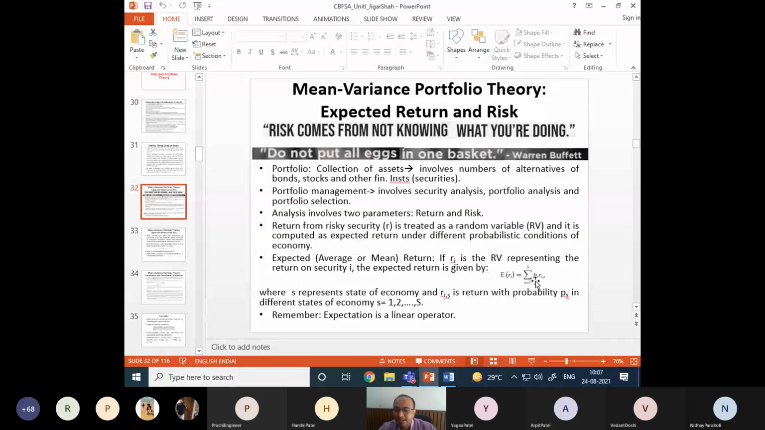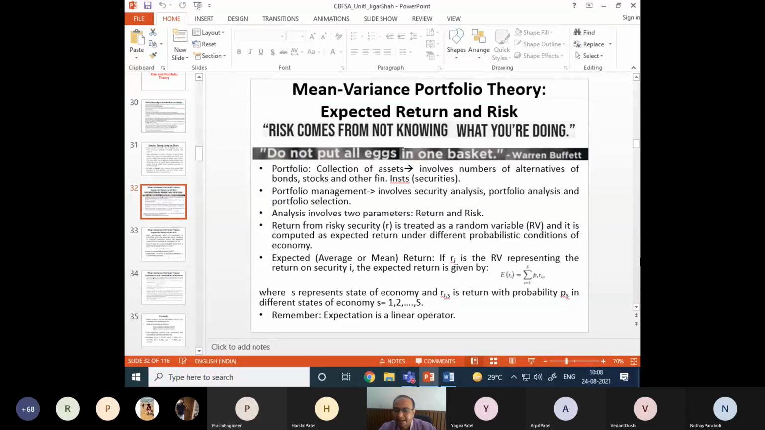Ps is the probability of the return in the state of the economy, and the state of the economy can run from 1 up to some capital S, which is predicted by some institution, or we must have some a priori information about this. However, it is hard to predict. And Ris is the return of security i under this economic circumstance.